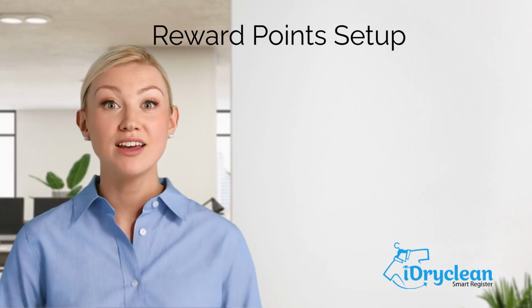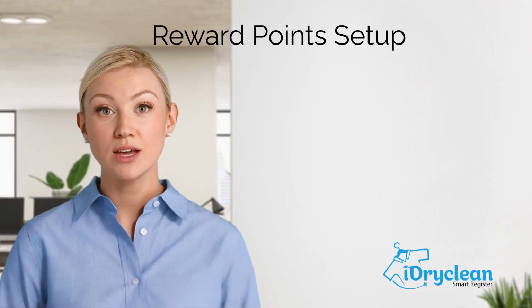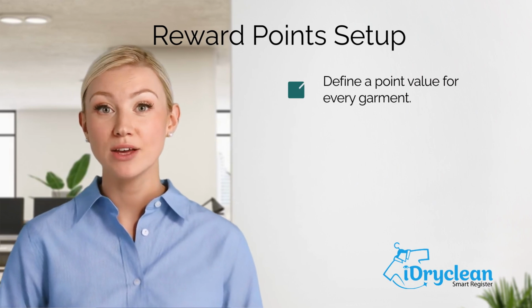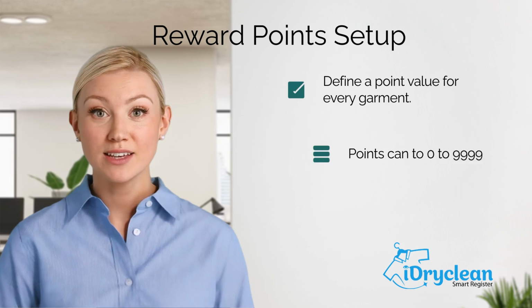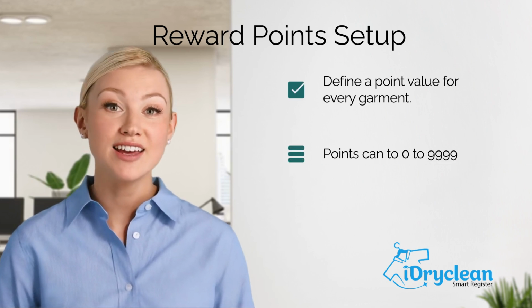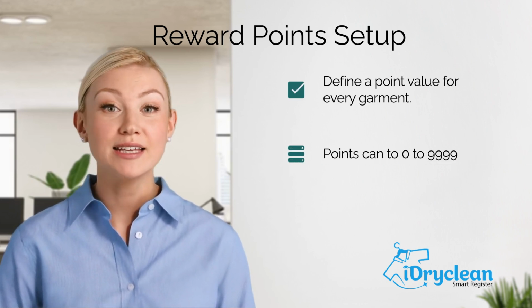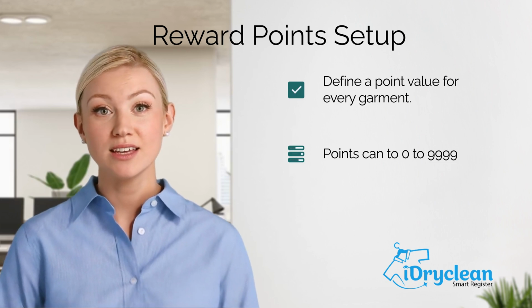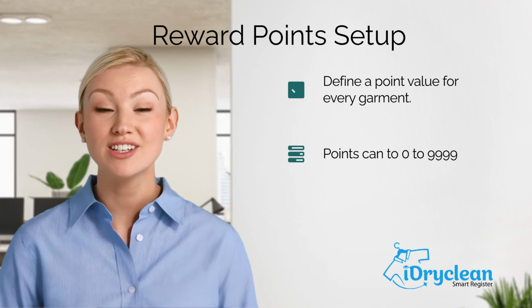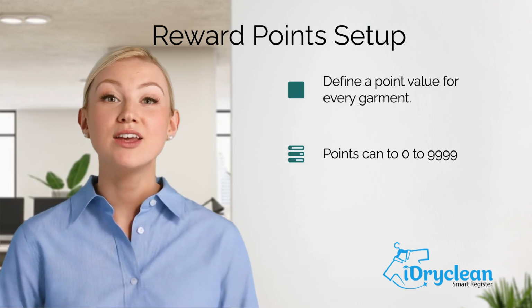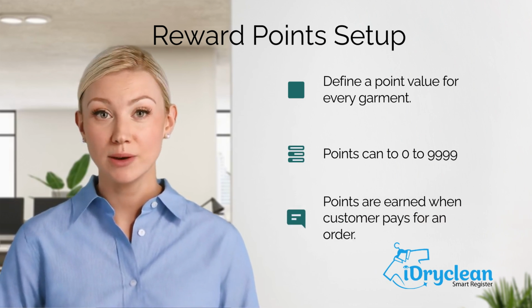Points are defined for every garment you have in your pricing table. First, define a points value for every garment. Second, points can be from 0 to 9,999, depending on the value you give to the garment. For example, maybe 1 point for every dollar spent. And third, points are earned each time a customer pays for an order.